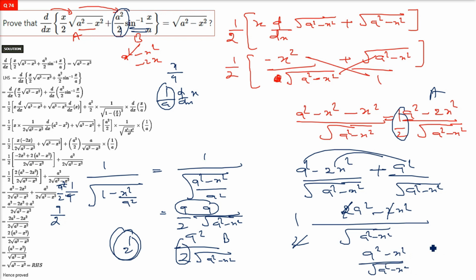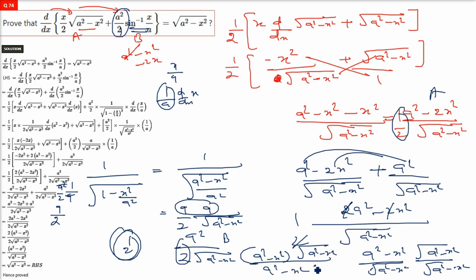Now multiply this by under root a square minus x square, numerator and denominator. So the numerator will give you a square minus x square into under root a square minus x square. In the denominator the root gets cancelled, it will be a square minus x square. Now these two get cancelled. Only under root a square minus x square will come. This is your final answer. This is your right hand side actually.